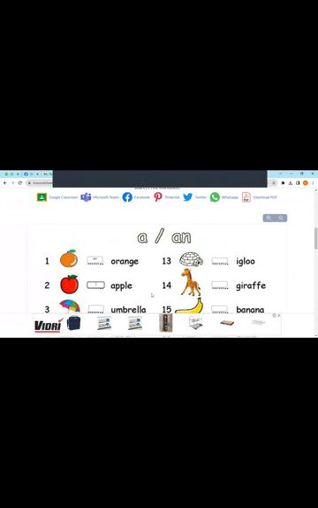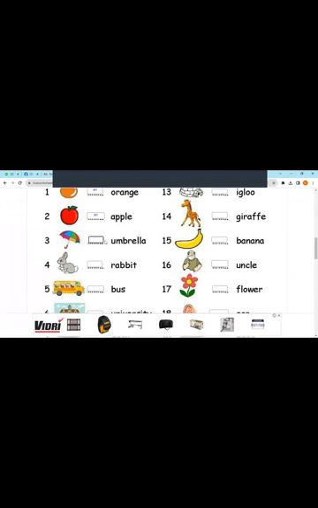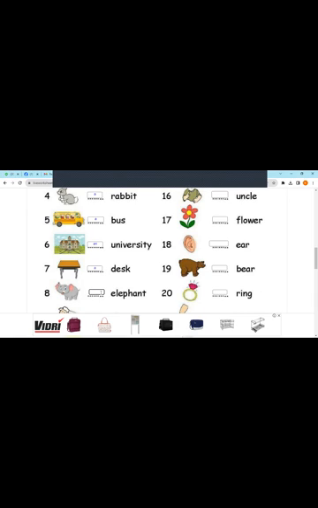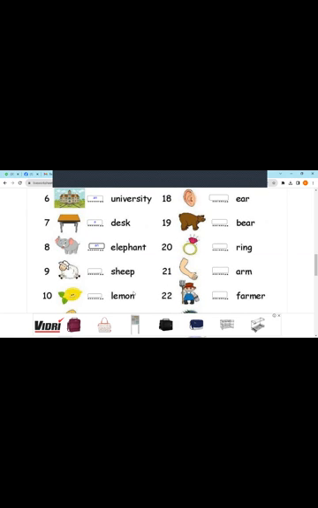And here, an apple. Here, a rabbit. Here, a bus. Number six, a university. Okay. Number seven, an elephant. Okay, very good. Number nine. A sheep. Number 10.